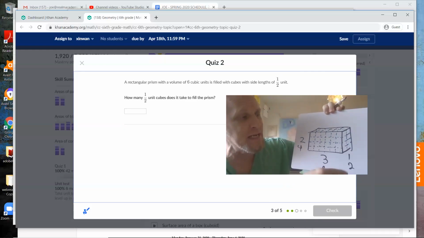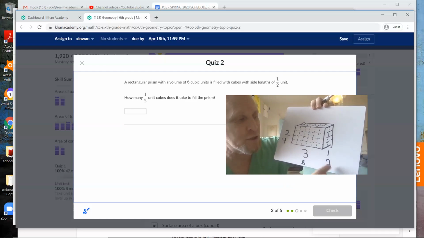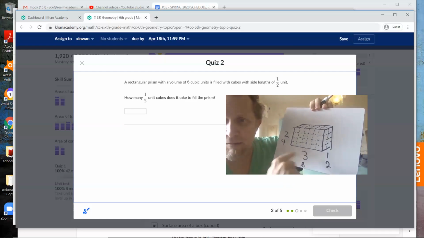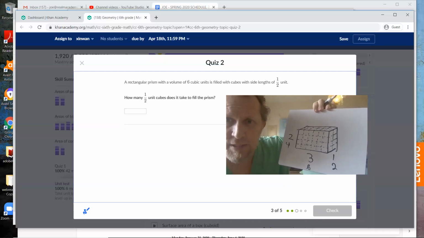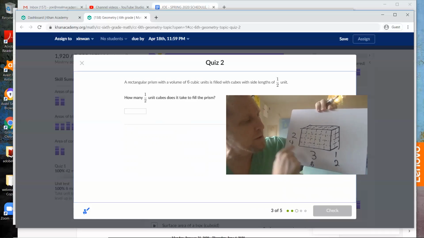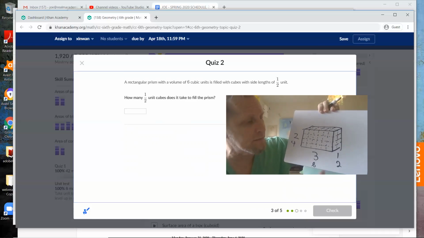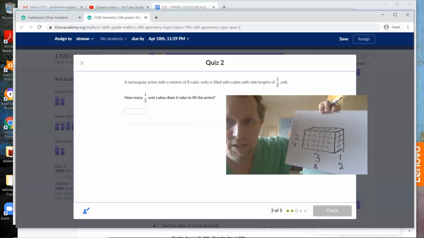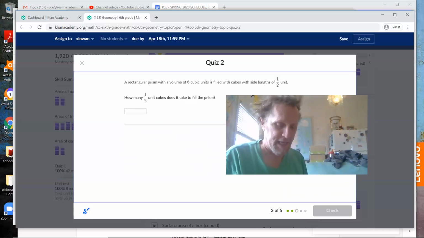So if I wanted to find out how many of them, then I've just got to realize that 2 of these go into making each linear inch or unit, just units. So 2 times 6 times 4, well, that makes 48, right? 2 times 6 is 12, times 4 is 48, or 4 times 6 is 24, times 2 is 48. So how many of those half cubic inches?